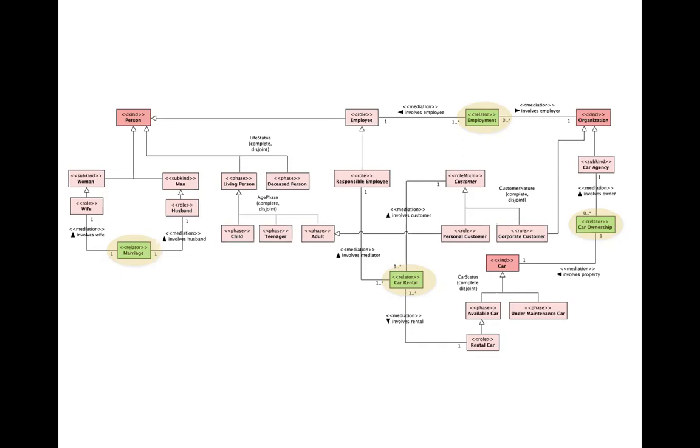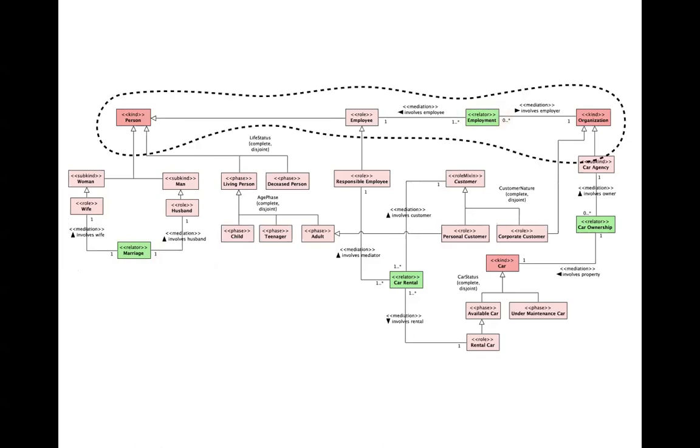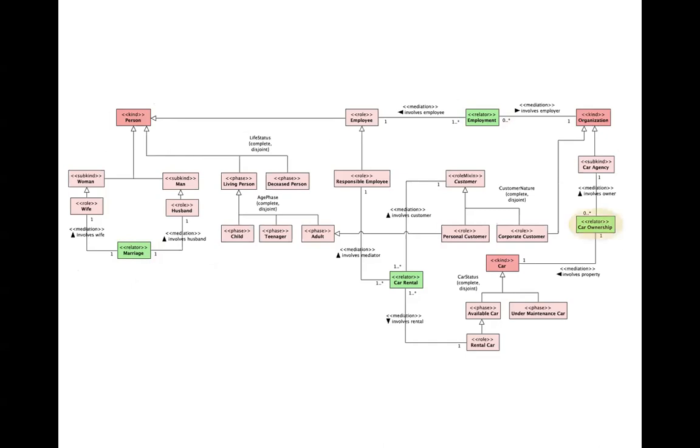So what we do here is you take one of these relators, for example, the marriage, and you start from there, look at the roles which are played in that relational context, and you follow those roles until you find the identity of the things playing those roles. So here, for example, this would be a self-standing context, if you like. Same thing here, you take employment and you look at the roles and you navigate until you find the identity provider for those roles. Same thing here.